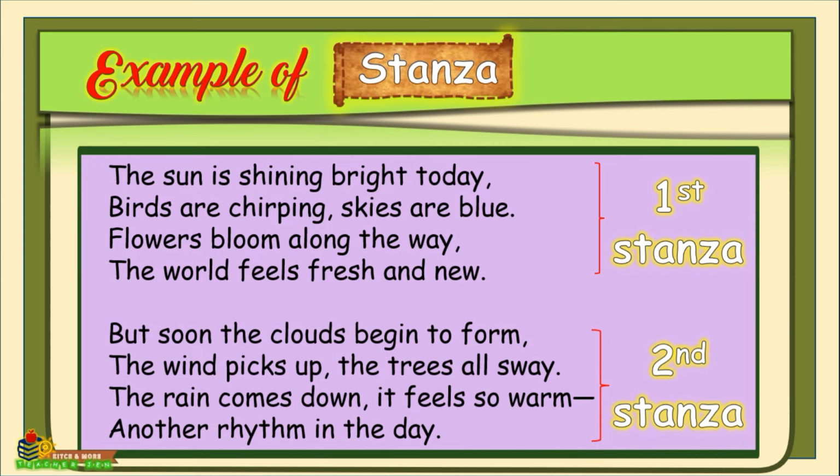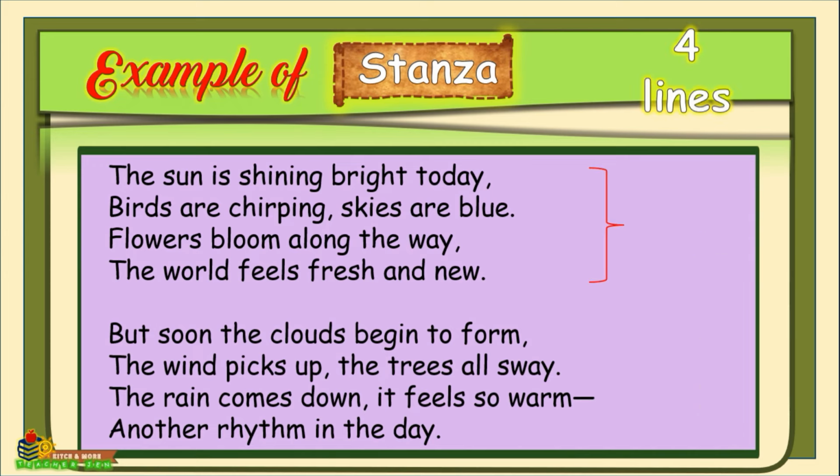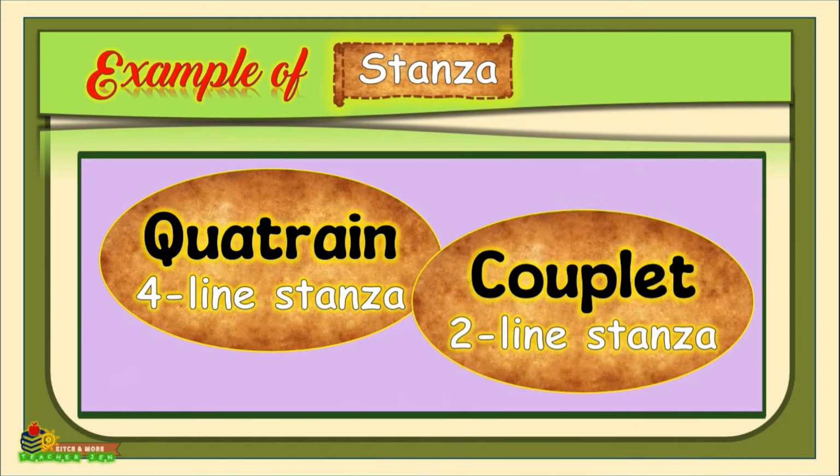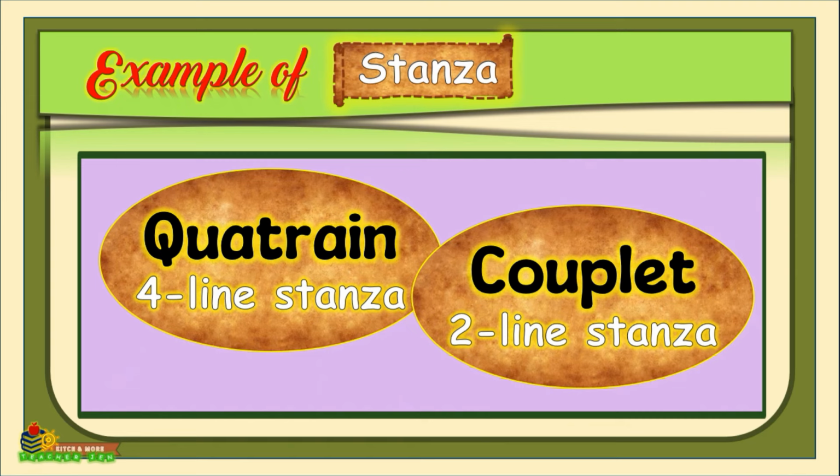Each stanza in this poem has 4 lines, so we call that a quatrain. Some poems have stanzas with 2 lines called couplets, or even longer ones with 6, 8, or more lines. Just like a song has verses, a poem has stanzas. So when you're reading a poem, pay attention to how it's broken into stanzas. It can help you understand the poem structure, rhythm, and message better.